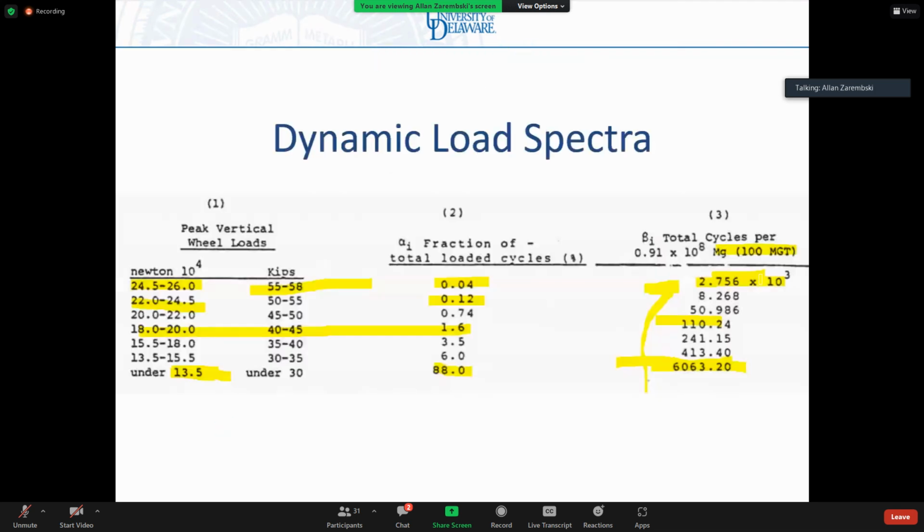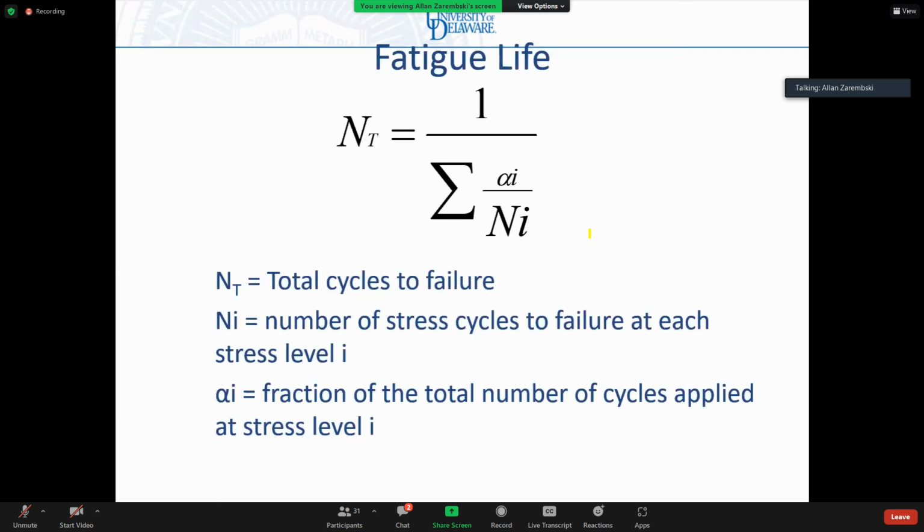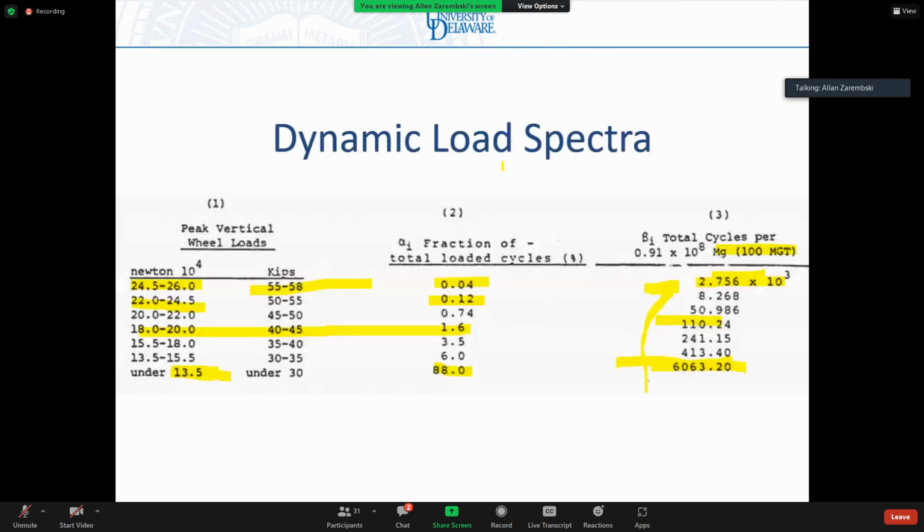And so if I have multiple traffic types, in this particular case I have 7 different traffic types, I can combine them using this type of equation. The total number of cycles to failure is 1 over the sum of alpha i over n sub i, where alpha i is the percentage of total cycle loads at each load cycle, and n sub i is the number of cycles to failure at that load cycle.